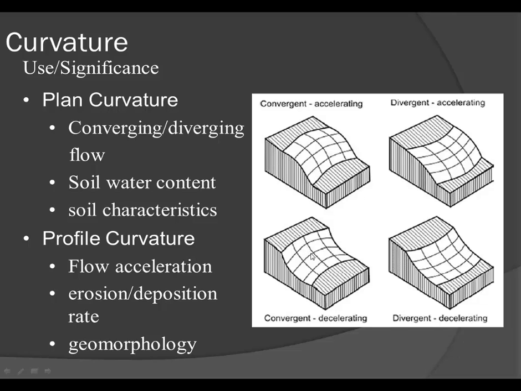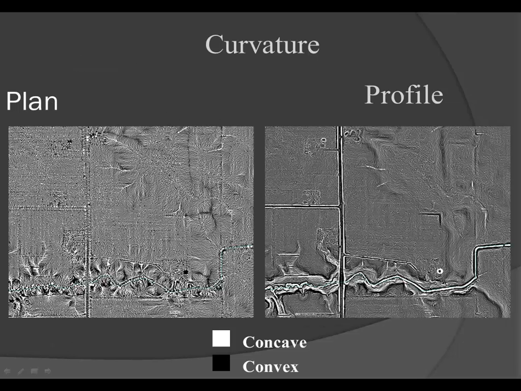We're talking about flow acceleration, and in this case it would be decelerating, right? Because of the profile curvature. Now the picture that I skipped over was where you would calculate that surface from the DEM as what is the plan, and you can see the different results.